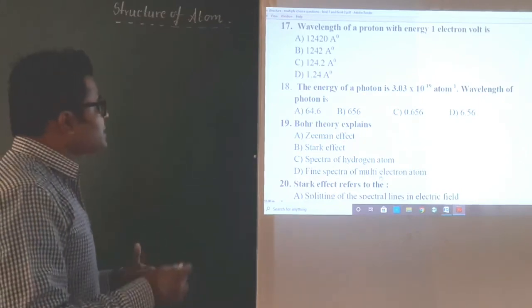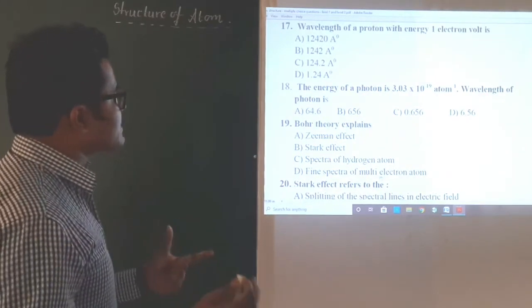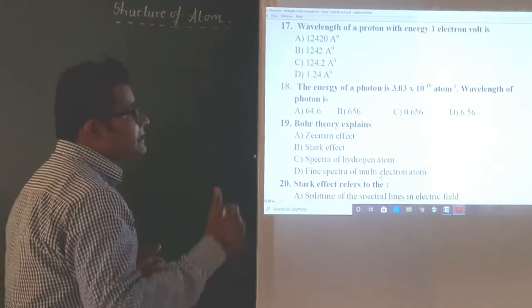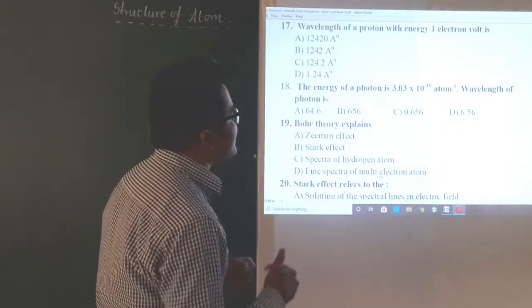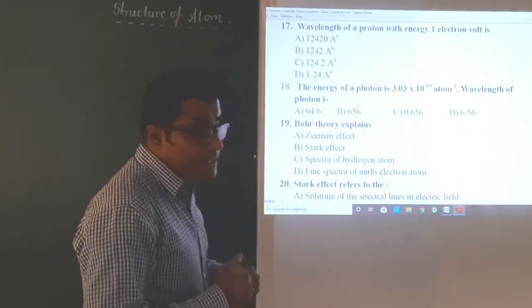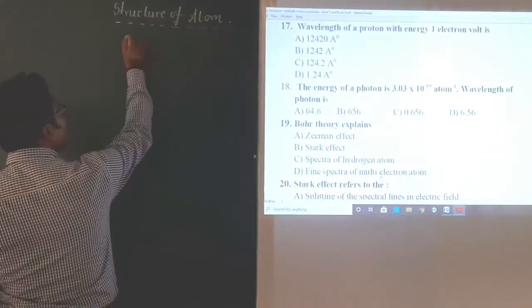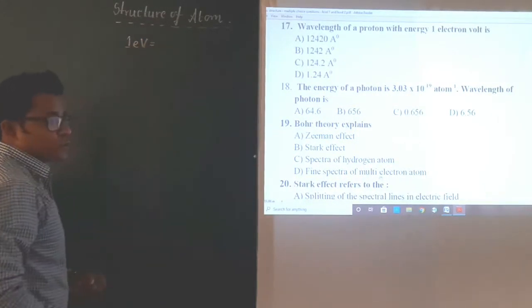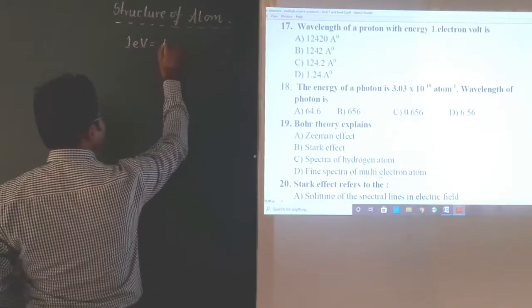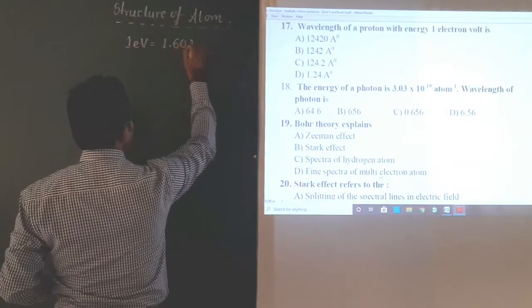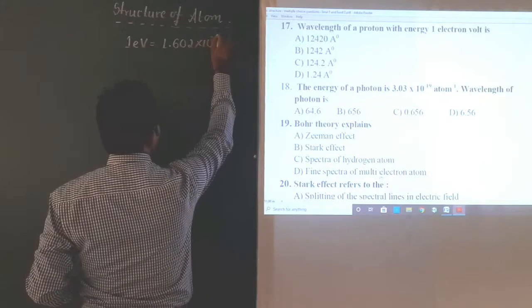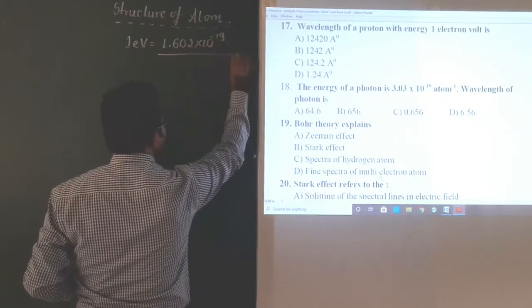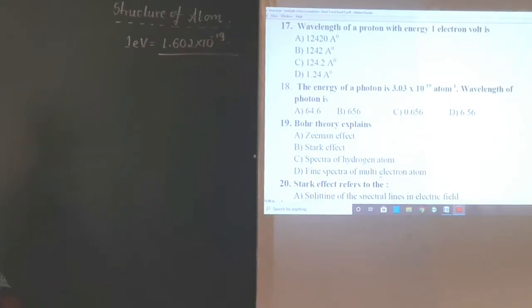Coming towards the next question, question number 17. Wavelength of a photon with energy 1 electron volt. First thing, 1 electron volt in terms of joules is 1.602 into 10 raised to minus 19. Remember this one.